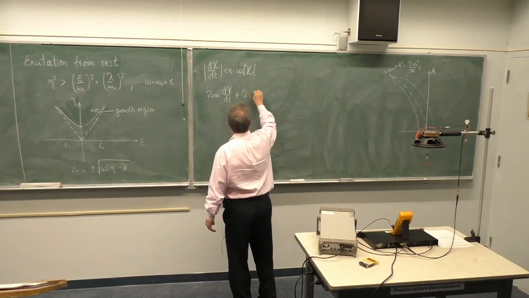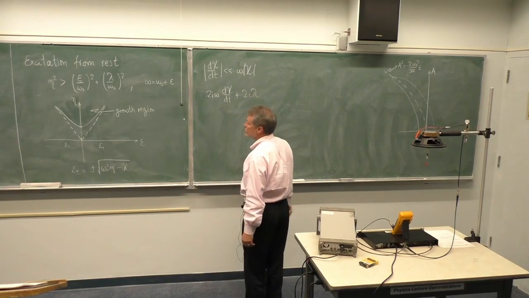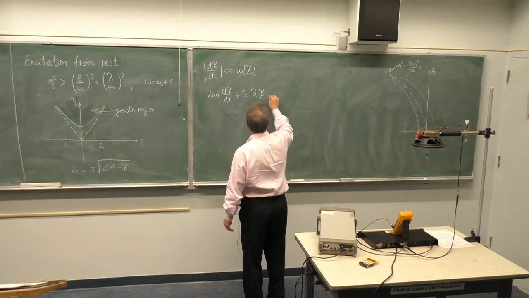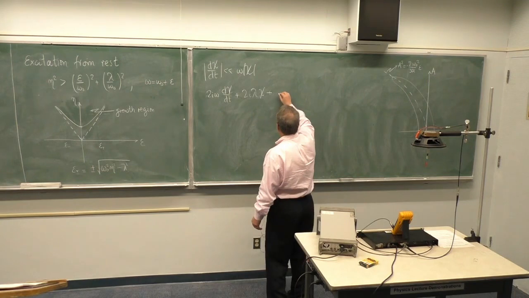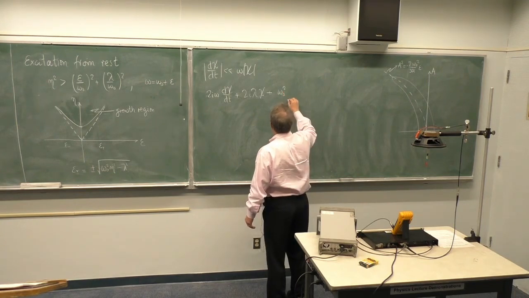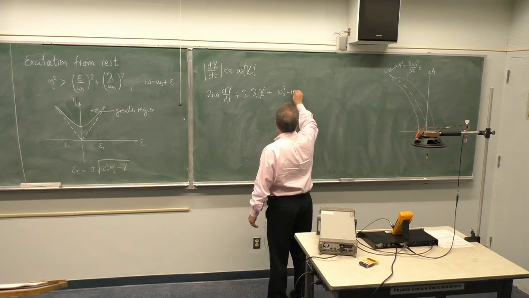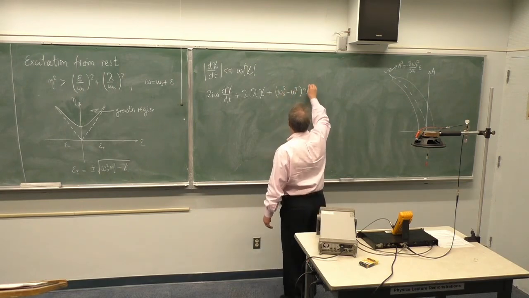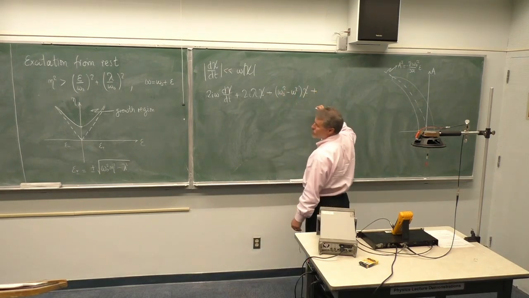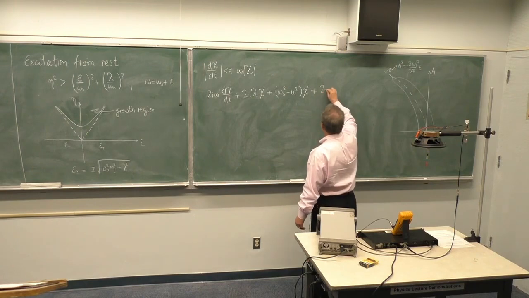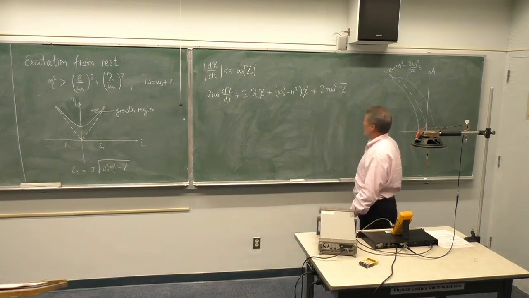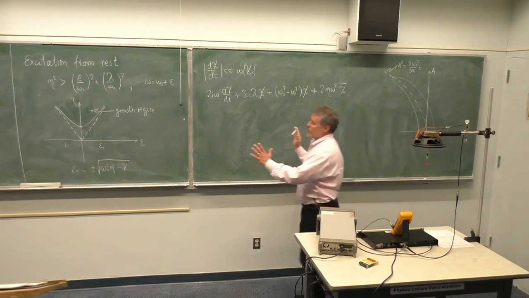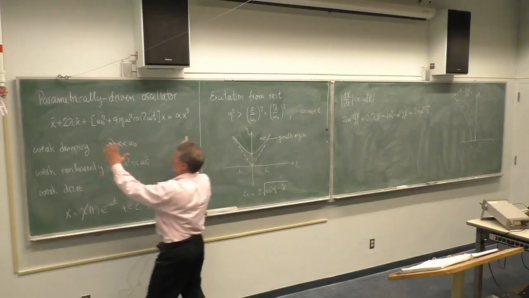plus 2iλχ plus (ω₀² minus ω²) times χ plus 2ηω² χ-bar. Okay, so that is the right hand side.